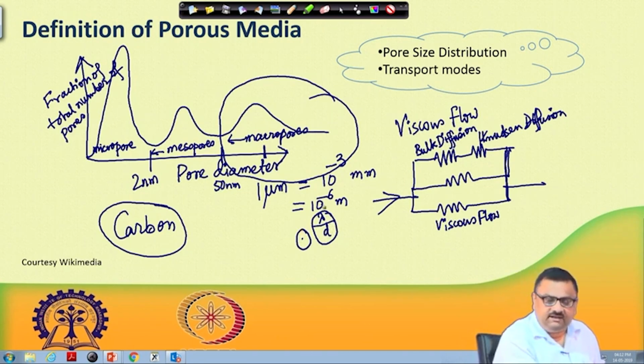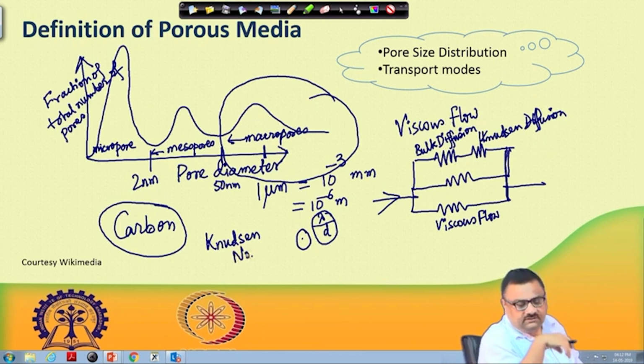See, as you decrease d from the macropore range to the lower side, at one point of time the mean free path length of these molecules that are traveling and the diameter of the pore would be close to each other. In fact, there is a dimensionless number in this context which goes by the name Knudsen number. So, when this number is close to 1 or so, depending on some threshold number, you will find that this kind of transport mechanism starts dominating.